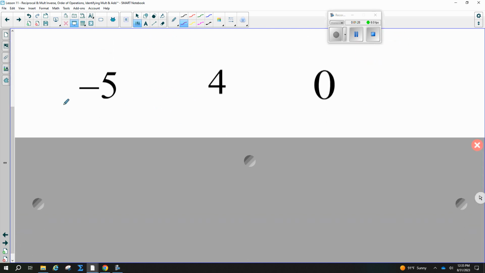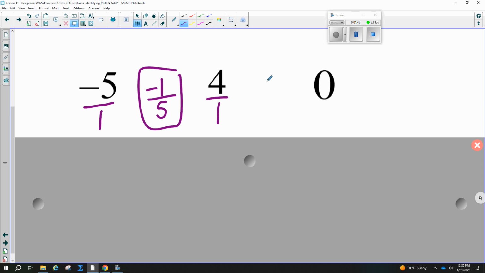All right, what about this one? You want to think of this as -5/1. It's a whole number. So if you flip it, everyone, what do you get? Yes, -1/5. And this one, same thing, you want to think of it as over 1. So if you flip it, what do you get? 1/4. Great job.